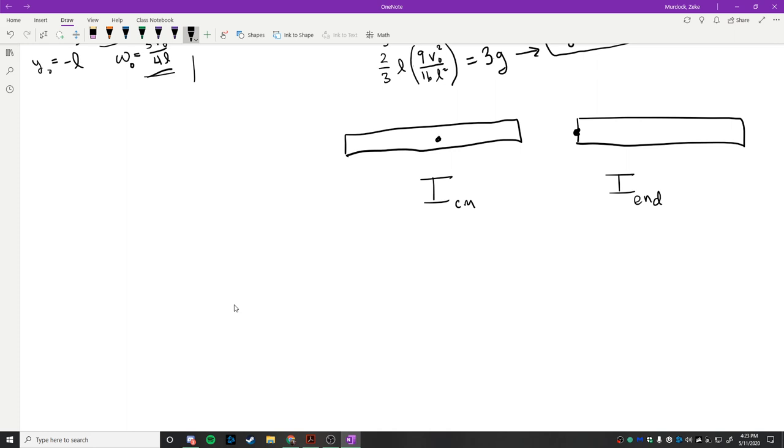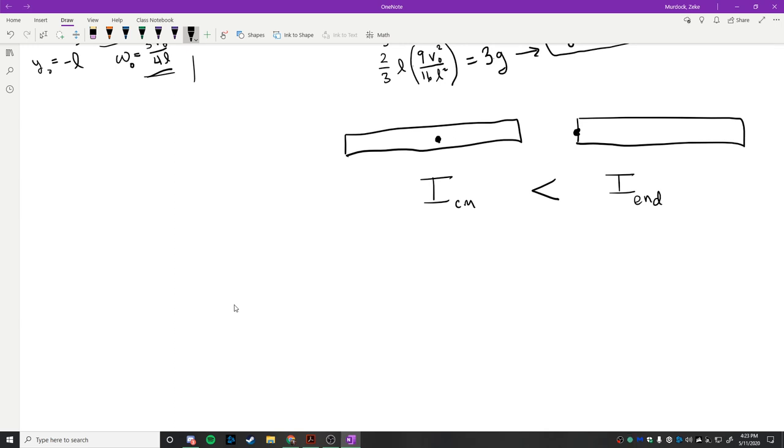Well, it's balanced about this point. There's equal mass on both sides, so it should be a little easy. And you can try this with your pencil. Try to rotate it about the center, and then try to rotate it about the end, and you'll realize that the center has lower moment of inertia. It's very easy to rotate it about the center. It's a little harder to rotate it about the end. So I would say that the moment of inertia about the end should be like this.